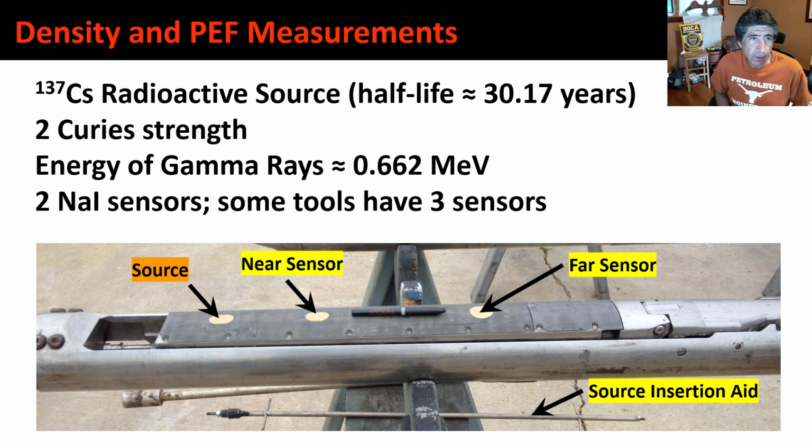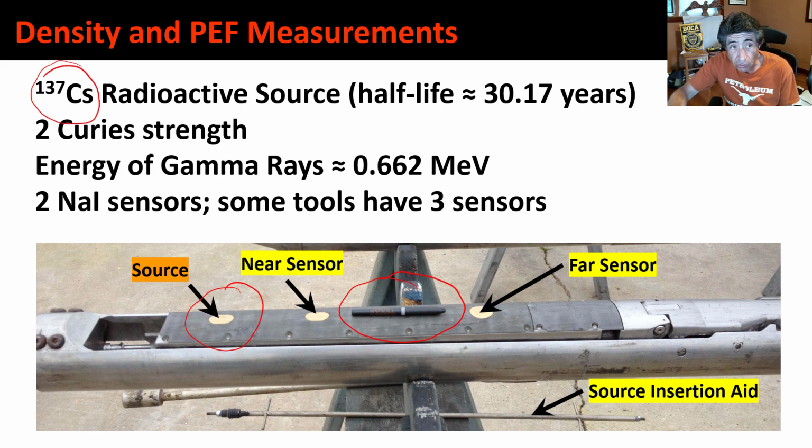Now, let's look at the tool itself. Here is a plot of the tool. For scale, we have a pen, a Longhorn pen right here. And the tool has a radioactive source. In this example, the radioactive element is cesium-137.